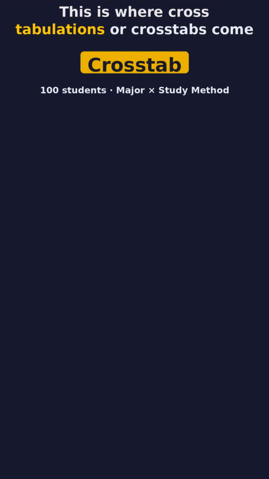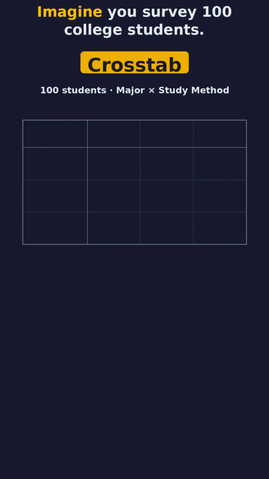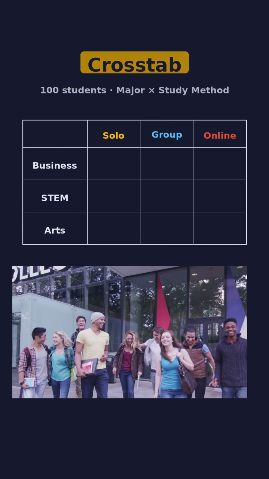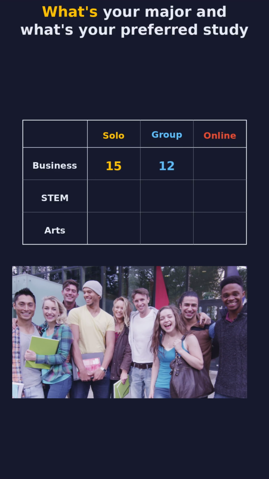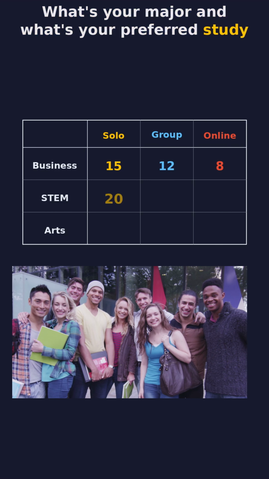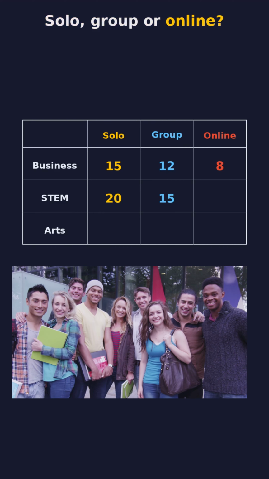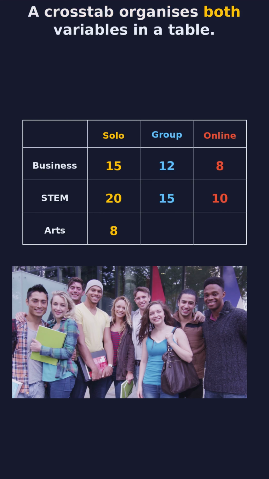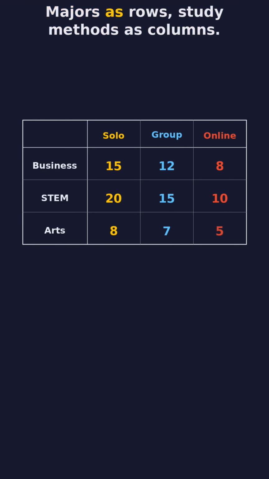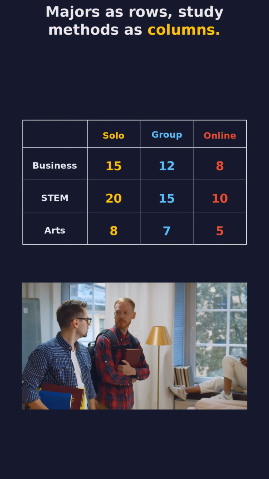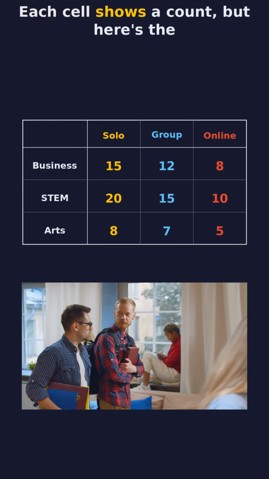Now let's compare groups. This is where cross-tabulations, or crosstabs, come in. Imagine you survey 100 college students. You ask two questions: what's your major, and what's your preferred study method, solo, group, or online? A crosstab organizes both variables in a table, majors as rows, study methods as columns. Each cell shows a count.